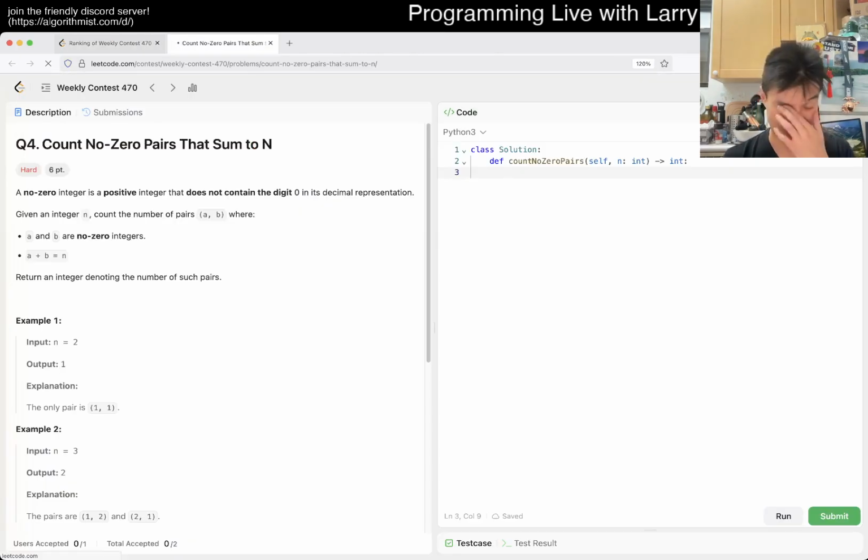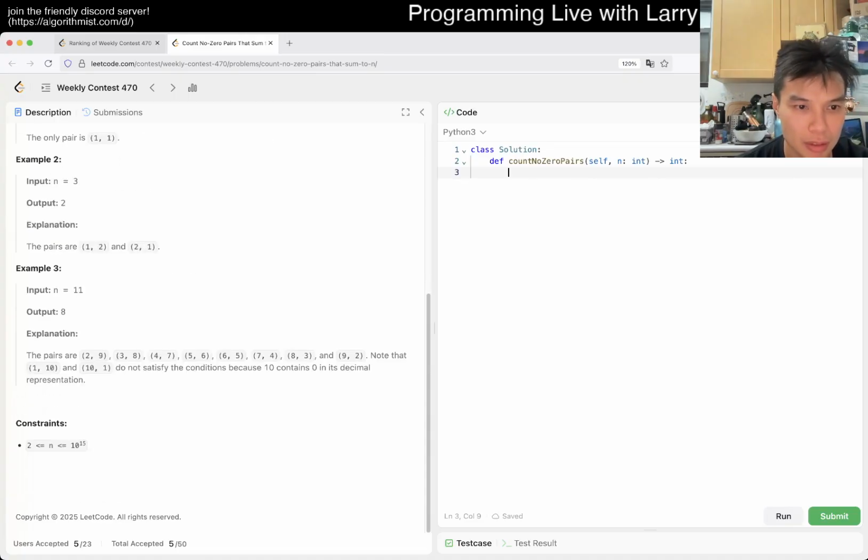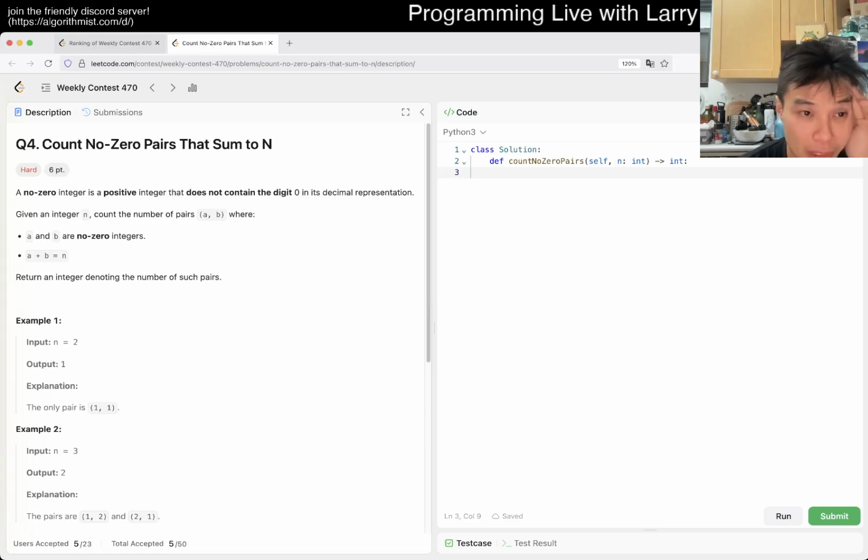Only 56. I feel like I was fast, but not fast enough. 5 people already got this, so we'll see how this goes. Big number, is it going to be digit DP probably? I didn't even read the problem yet. It's just I saw a count and the big number. No zero integers. Let's continue.